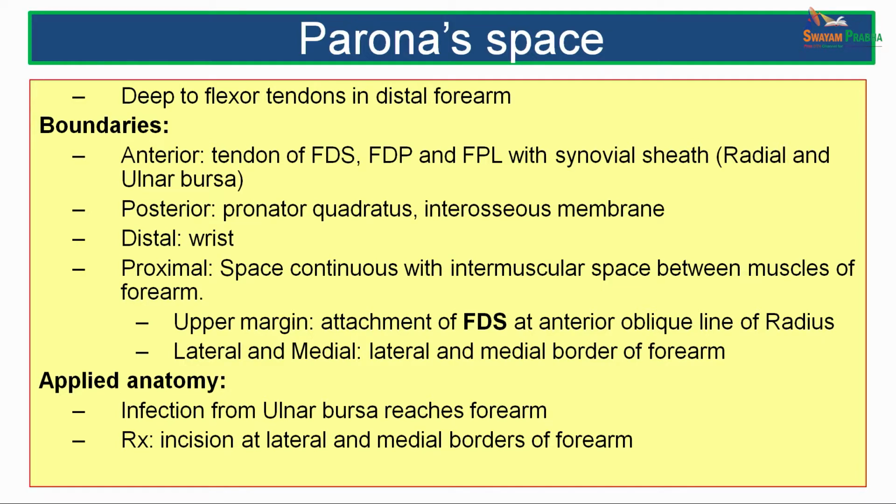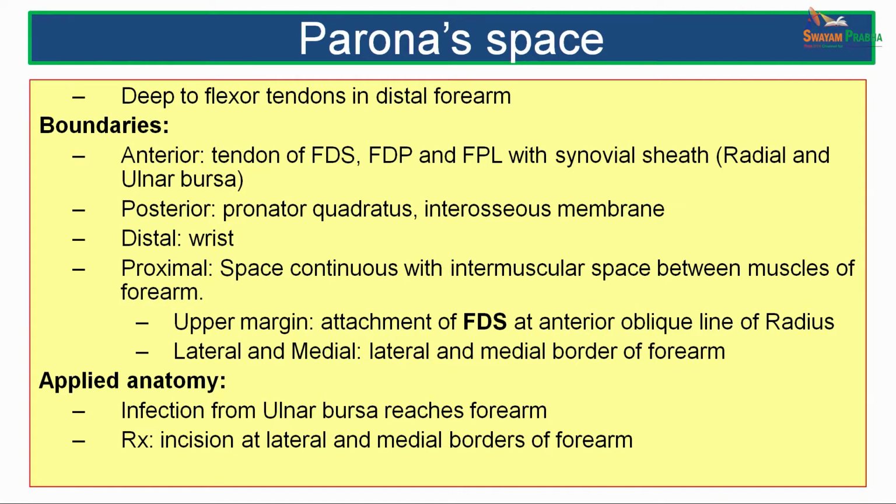Let us now go on to see the space of Parona. This lies deep to the flexor tendons in the distal part of the forearm. What are the boundaries of the space of Parona? It is bounded anteriorly by the tendons of flexor digitorum superficialis, flexor digitorum profundus and flexor pollicis longus, along with the synovial sheet, the radial and the ulnar bursa.